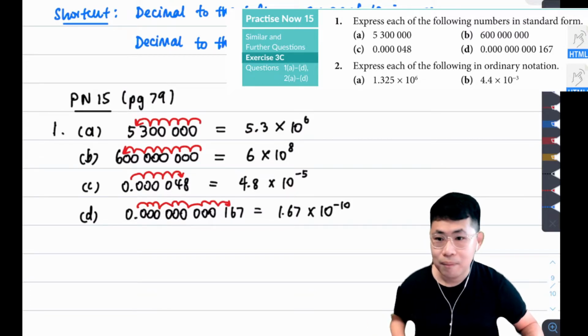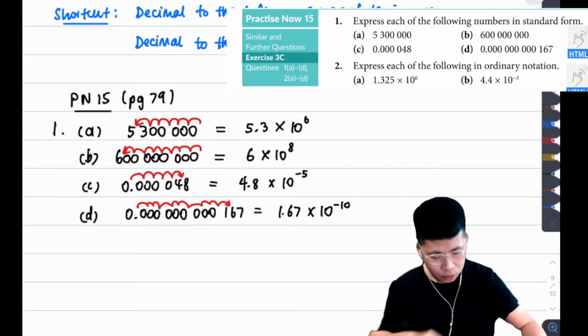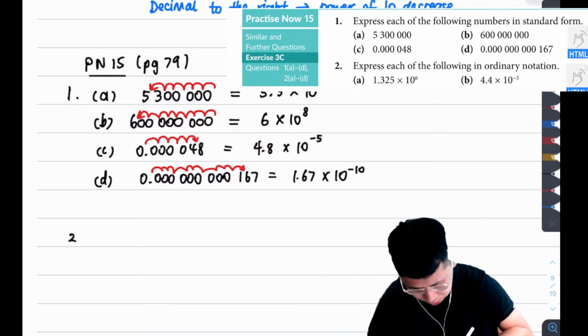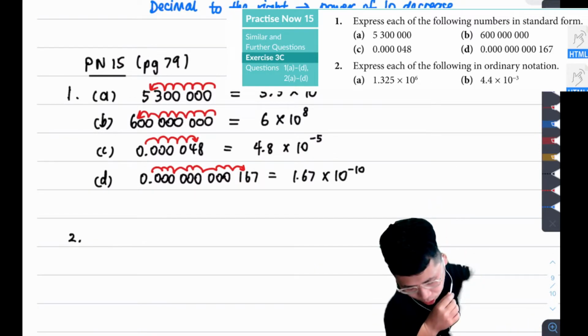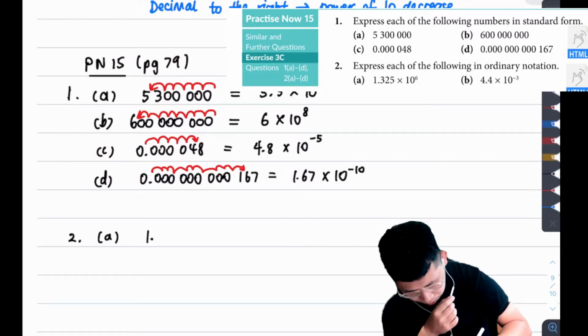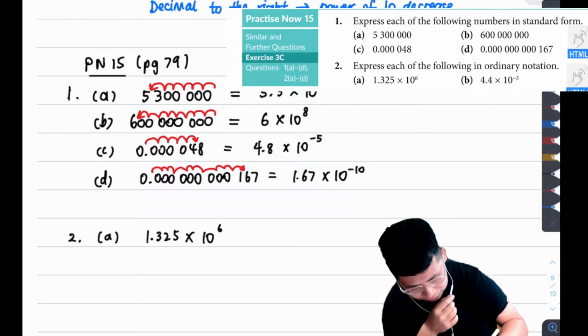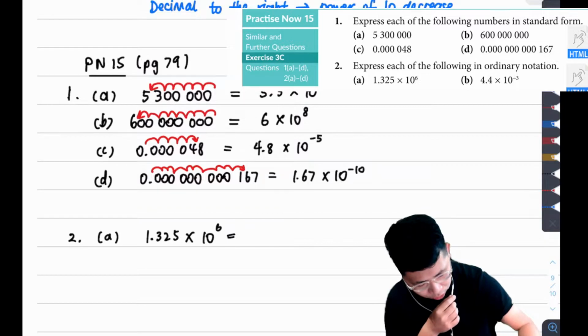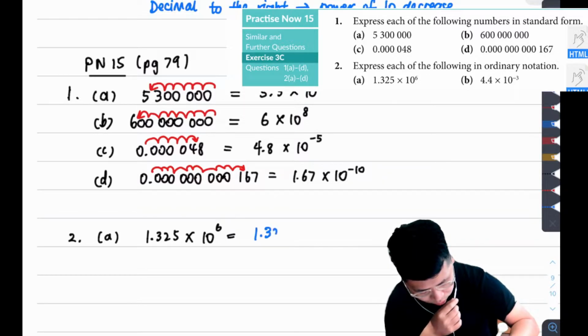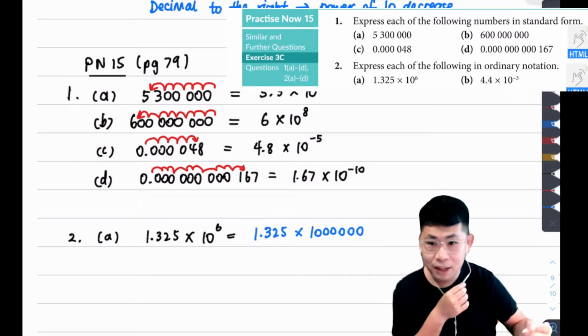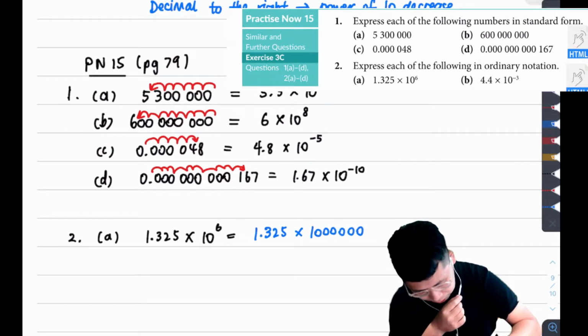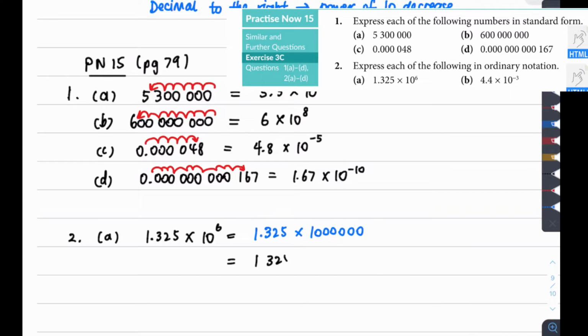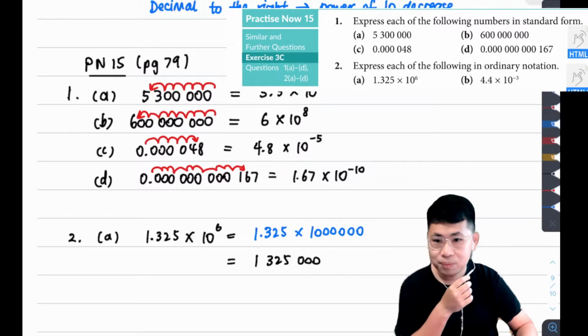Number two is the reverse process where we want to convert it back to our ordinary notation. So 1.325 times 10 to the power of 6. So what does this mean? The full story is 1.325 times 6 zeros behind, times 1 million. So where will this fall? So I have 1,325,000. Like that.